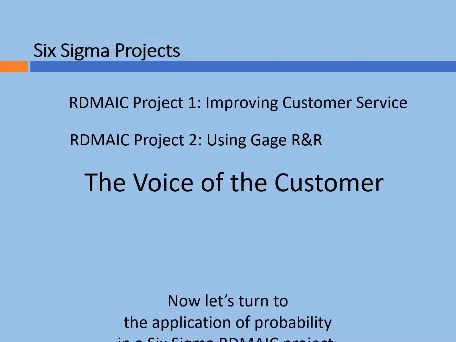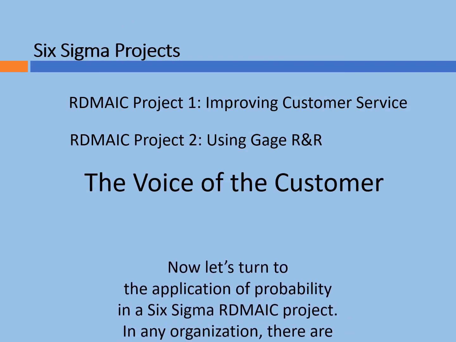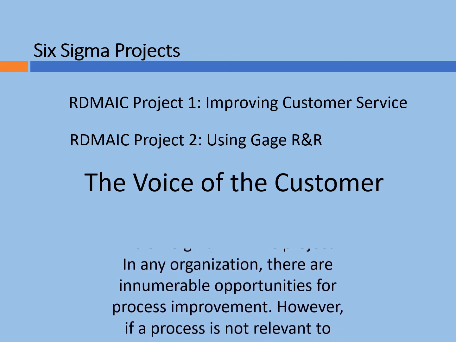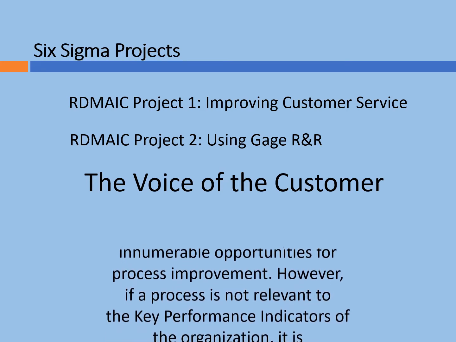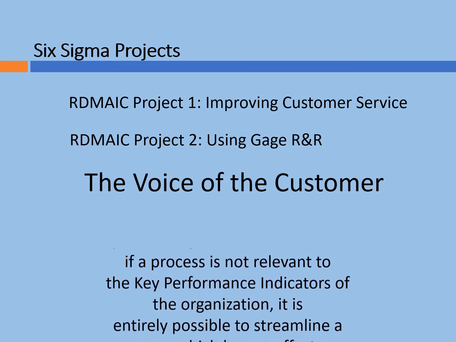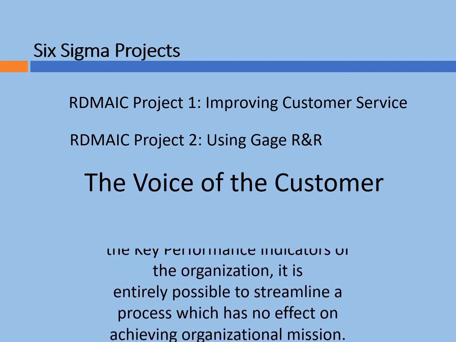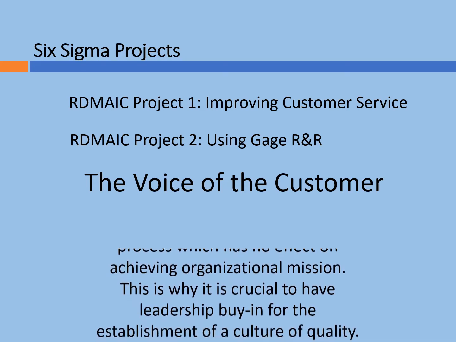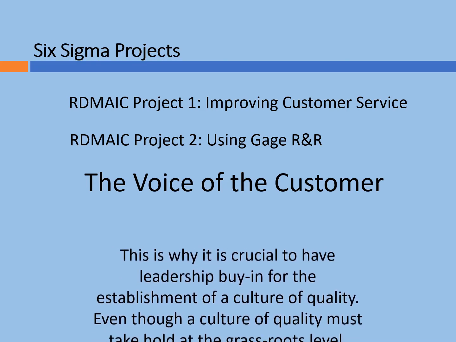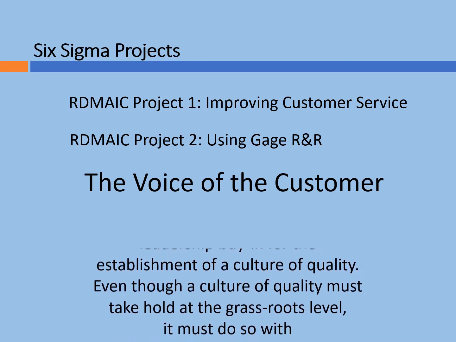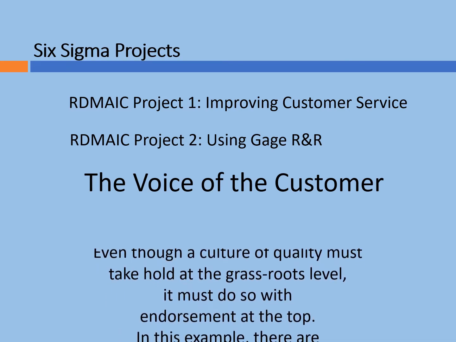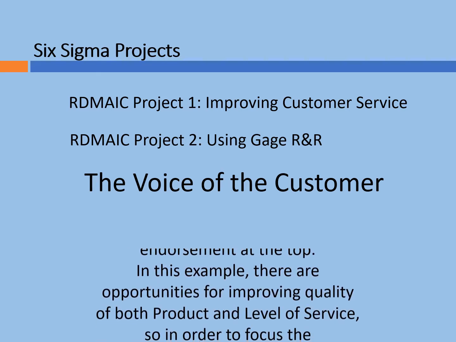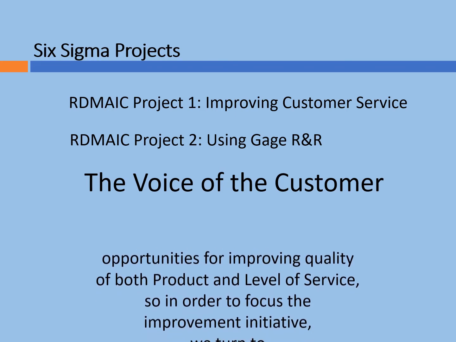Now let's turn to the application of probability in a Six Sigma DMAIC project. In any organization, there are innumerable opportunities for process improvement. However, if a process is not relevant to the key performance indicators of the organization, it is entirely possible to streamline a process which has no effect on achieving organizational mission. This is why it is crucial to have leadership buy-in for the establishment of a culture of quality. Even though a culture of quality must take hold at the grassroots level, it must do so with endorsement at the top. In this example, there are opportunities for improving quality of both product and level of service.